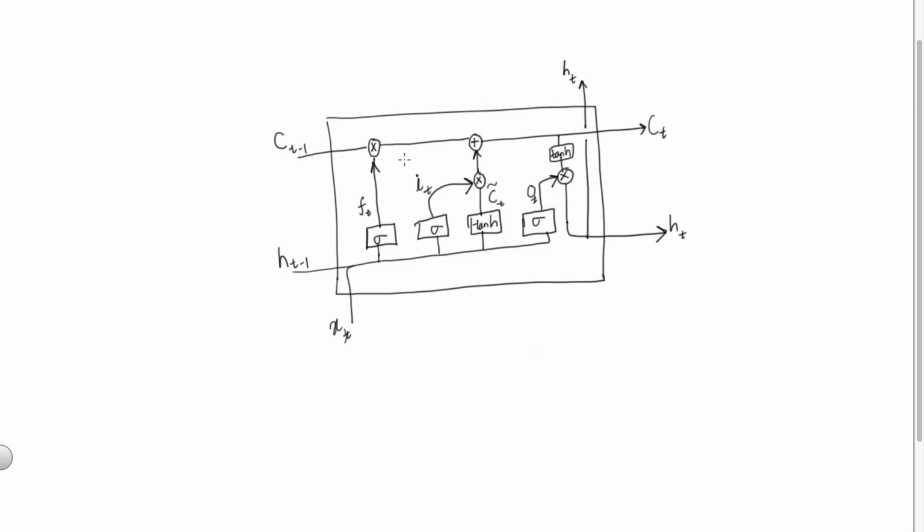So the relevant equations for the last state are that ot equals sigmoid of wo multiplied by ht minus 1 comma xt plus bo. And for ht, we have ot multiplied by tanh of ct. So this is basically how a single LSTM cell works.